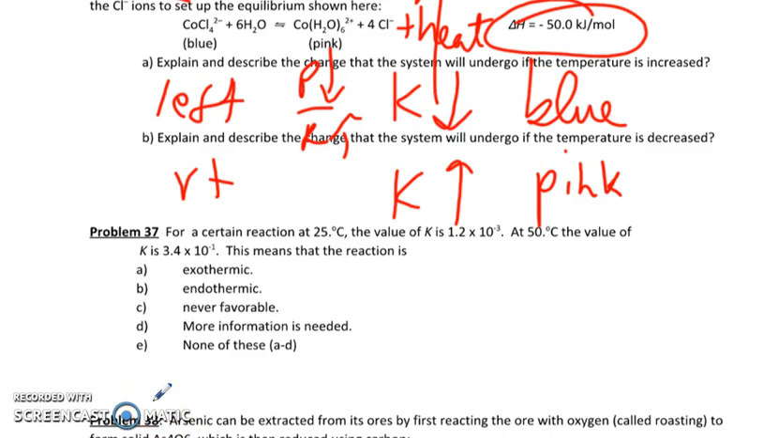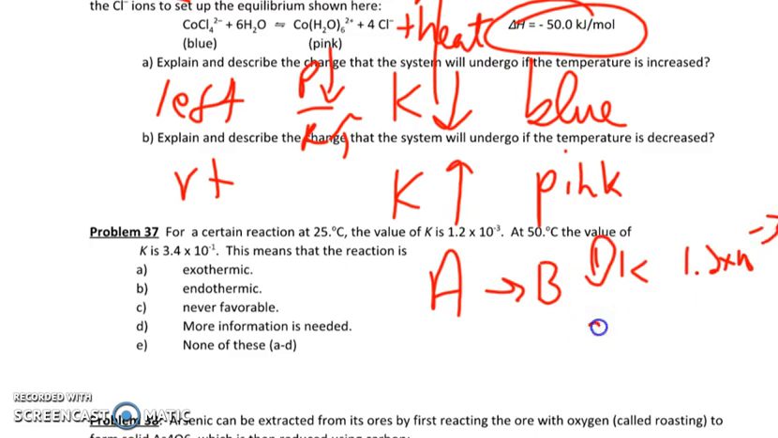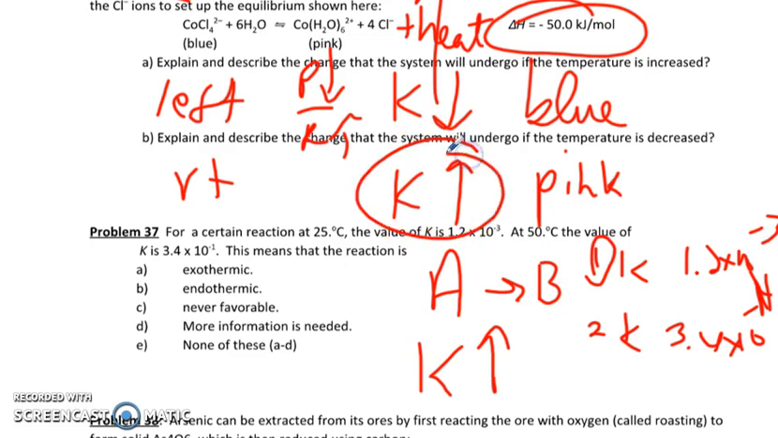Okay, well, I'm just going to have a hypothetical situation here. A equals B, or yields B. So the first case, K is 1.2 times 10 to the negative third. Second case, K is, something to the negative first. Isn't it 3.4 to the negative first? What happened to K? K increased, right? K went up, didn't it? So if the temperature goes up, K goes up. What is it? Well, look up above. Which one is it? So if here we go. K goes up, temperature goes up. It is endothermic. Hopefully that makes sense to you.